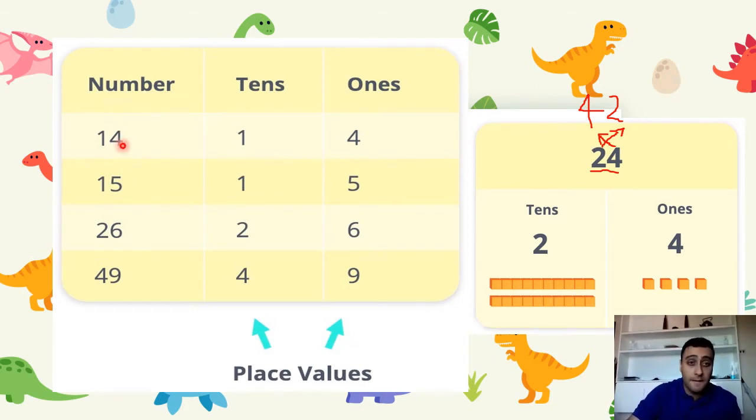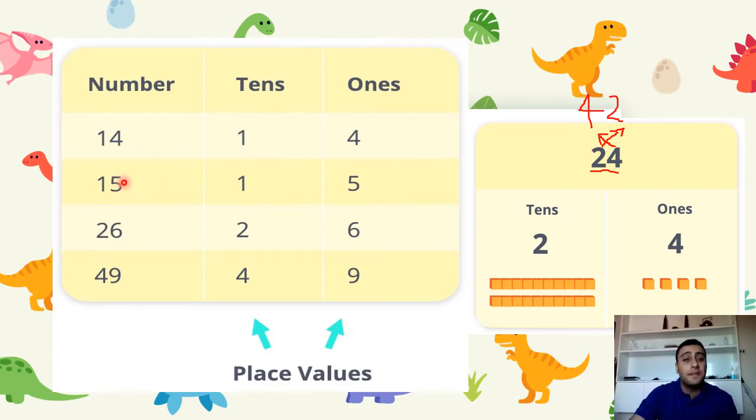Okay, so let's look at this one. We have these numbers: 14, 15, 26, 49. Okay, now let's see the place value of each number's digits. Okay, number 1, 14. Can you tell me what is the ones in 14? Is it 1 or 4? It's 4. We have 4 ones like this. 1, 1, 1. 4 ones. And how many tens do we have? We have 1 tens, right? 1 like this. We have 1 tens.